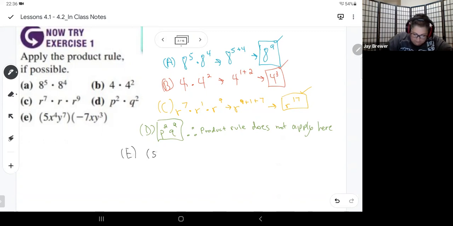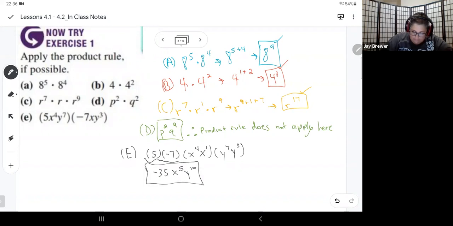Okay. So last one is E. So it's going to be 5 times negative 7 times x to the 4th times x to the 1st times y to the 7th times y cubed. All right, so this part here we can do like normal. It's negative 35. Here we have the same bases, so we're going to add the exponents. This will be x to the 5th, and then the same thing with the y's, so y to the 10th. All right. That is the first part.